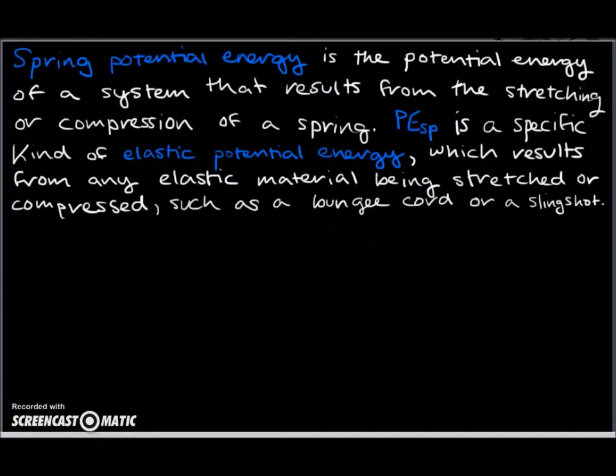Spring potential energy is the potential energy of a system that results from the stretching or compression of a spring. Spring potential energy is a specific kind of elastic potential energy, which results from any elastic material being stretched or compressed, such as a bungee cord or a slingshot. In order to understand spring potential energy, we first need to understand the force of a spring itself.